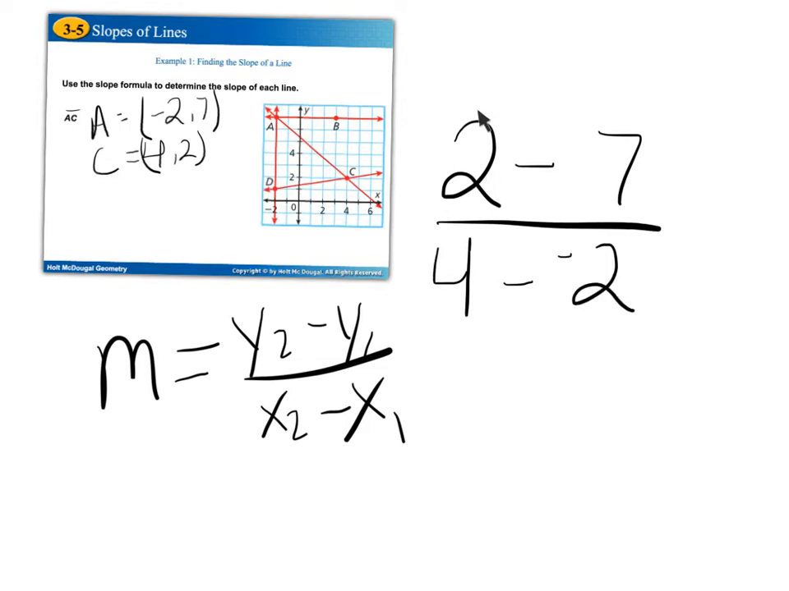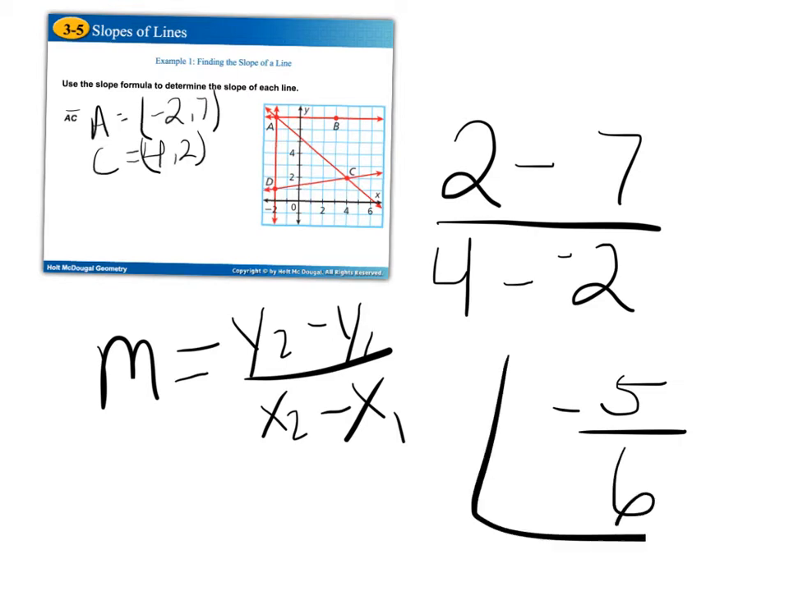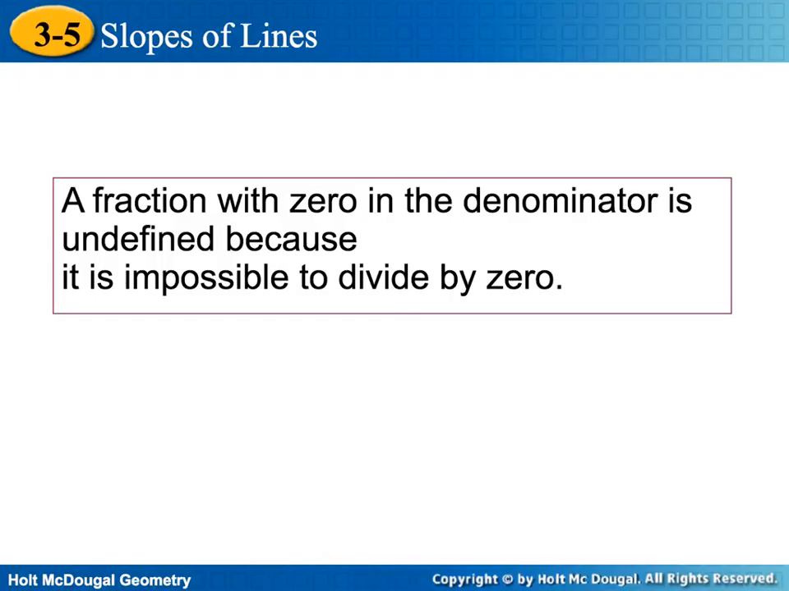This is my y2 value. This is my y1 value, x2, x1. 2 minus 7 is -5. 4 minus -2 is +2, so we have 6. The slope is -5 over 6.